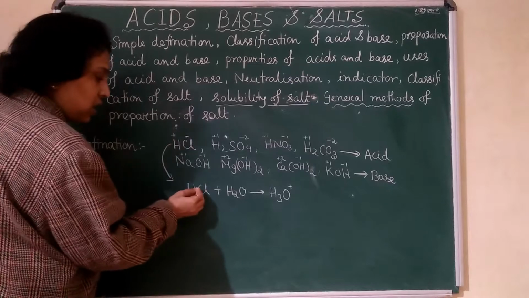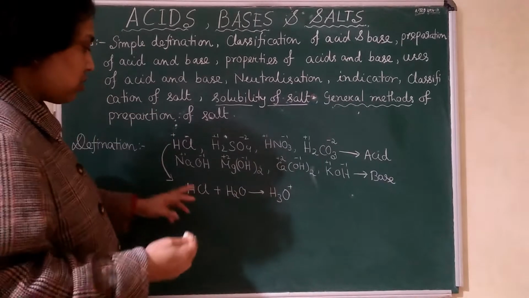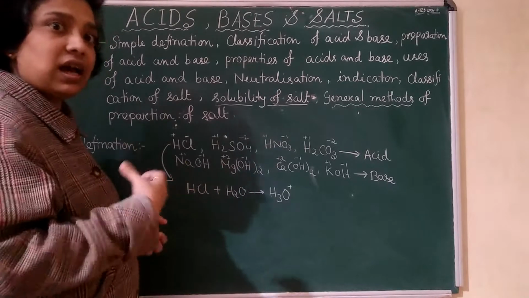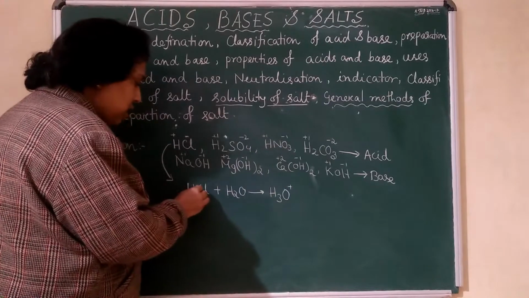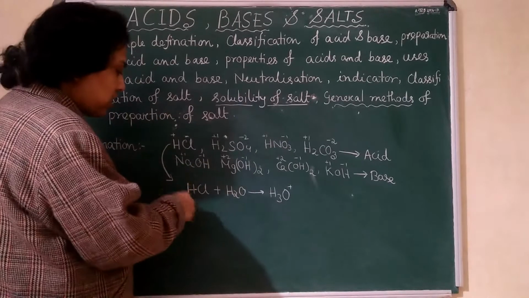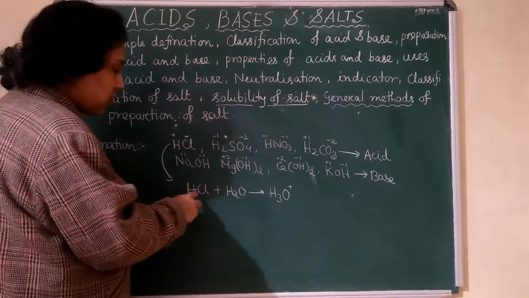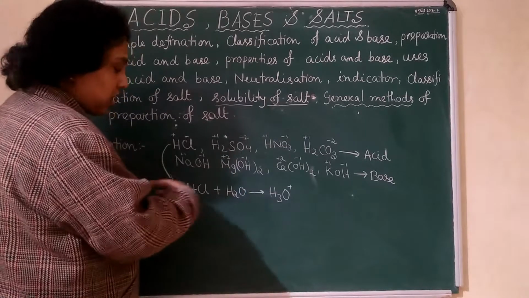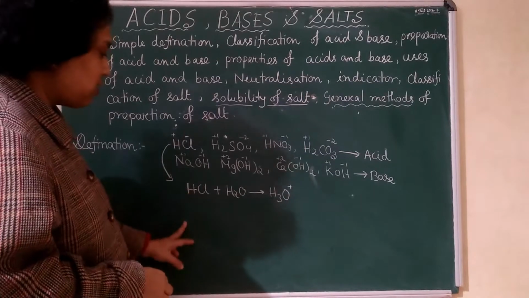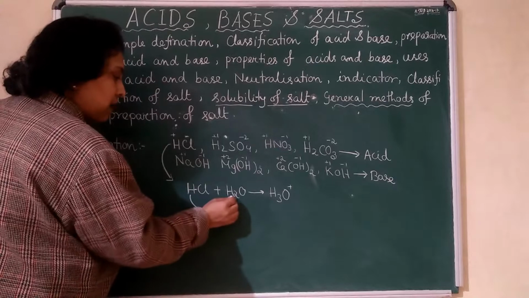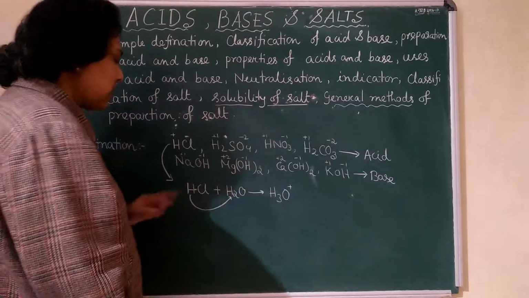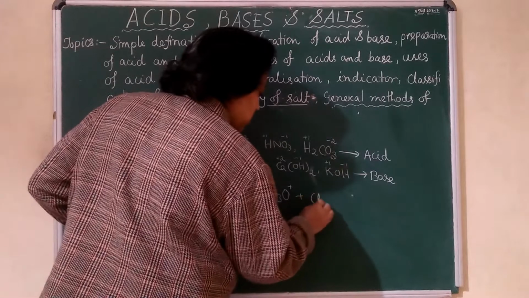So chlorine is already electronegative. Chlorine's tendency will be that it wants to take electrons, so it will easily tell hydrogen, "You leave from my octet, you give me the electron." So it will pull that electron from the hydrogen, and due to that, hydrogen will leave and combine with water. So it will form H3O plus, and this will form the chloride ion.